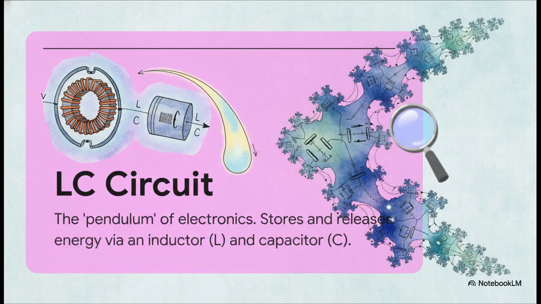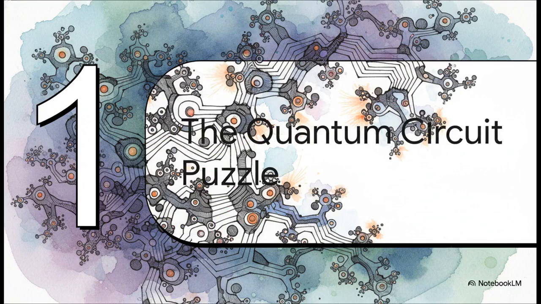At the very heart of this puzzle is one of the most basic, fundamental components in all of electronics, the LC circuit. The best way to think of it is like a tiny electronic pendulum. It stores energy in one part, the inductor, and then swings it over to the other part, the capacitor, back and forth, in this perfect, predictable rhythm. It's a building block for pretty much everything, from old-school radios to cutting-edge quantum computers. But that perfect, predictable rhythm gets completely thrown out of whack at the quantum scale.